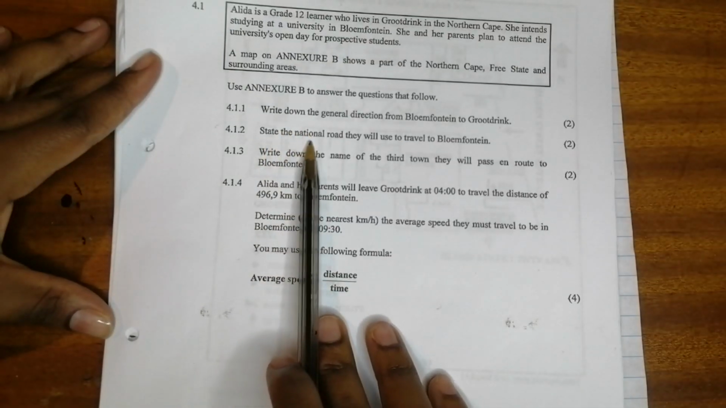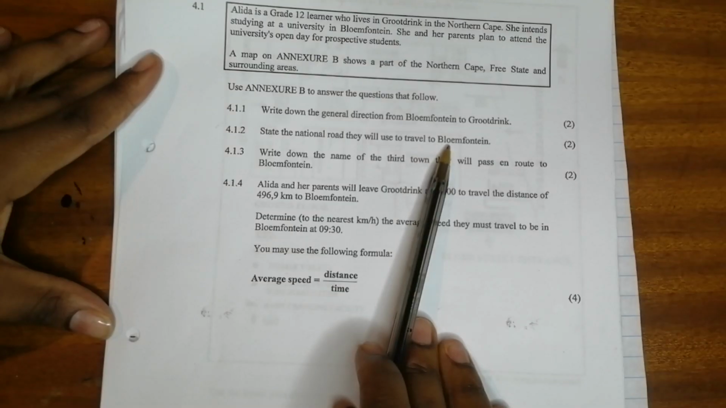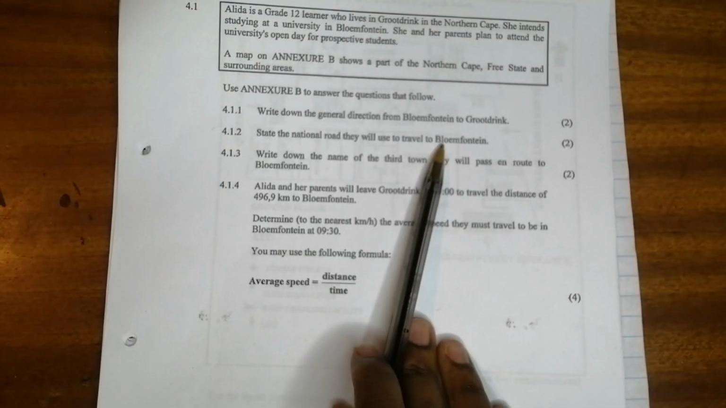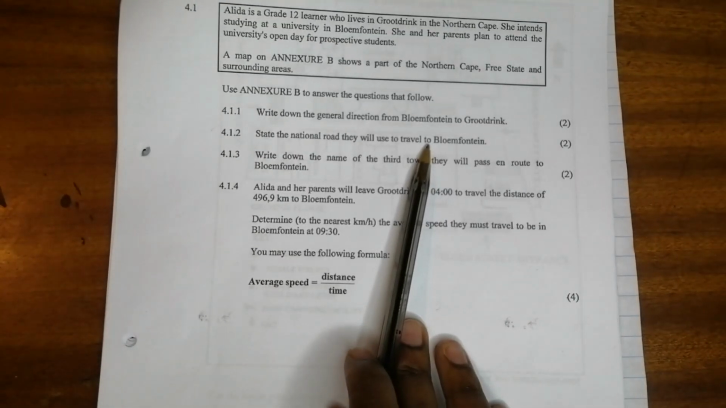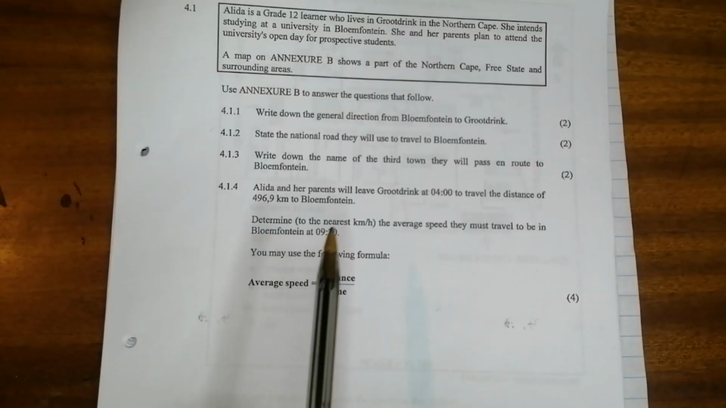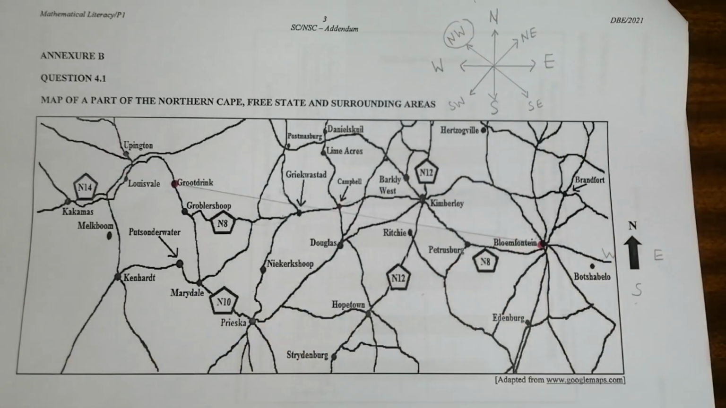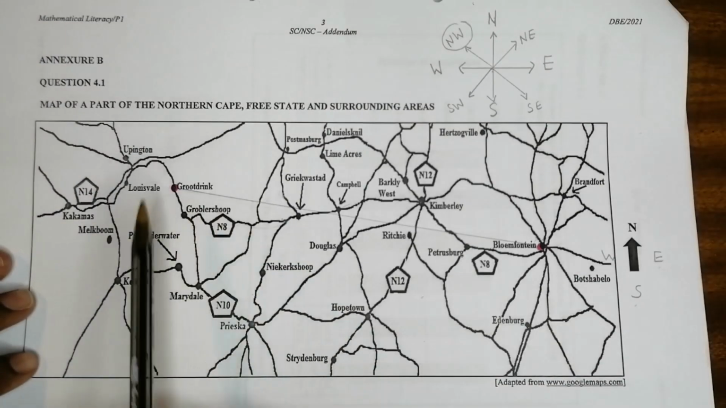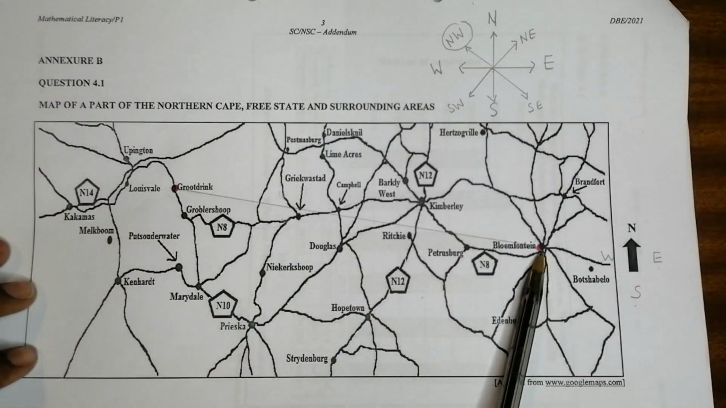State the national road they will use to travel to Bloemfontein. So what is the national road that they will use to travel to Bloemfontein from Grootdrink? We have a look at our map, and we are going to look for a road that dominates, or that is seen, on the path from Grootdrink to Bloemfontein.